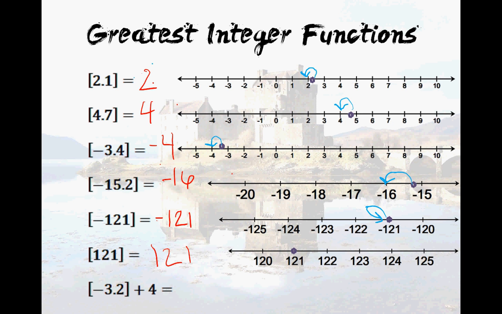So then the last one, you'll have a couple that are similar to this on your homework. You have the greatest integer of negative 3.2 plus 4. So you want to do that negative 3.2 first. So there's negative 3.2. We're going backwards to the negative 4 with a really terribly drawn arrow. And so you end up with negative 4 plus this 4 right here, which gives you 0. So if you have something like that, just make sure that you do the greatest integer part first before you worry about adding anything that's outside of it.